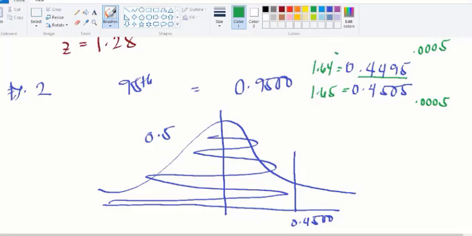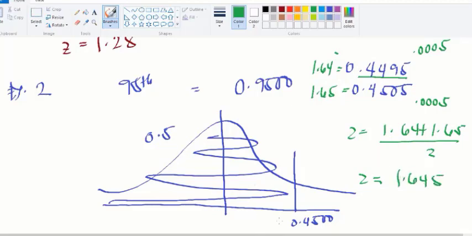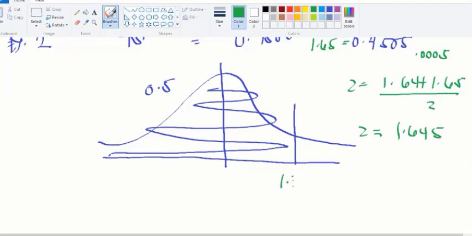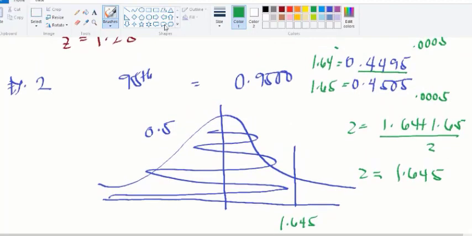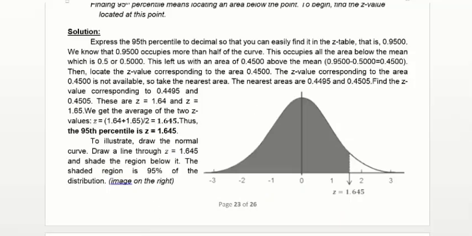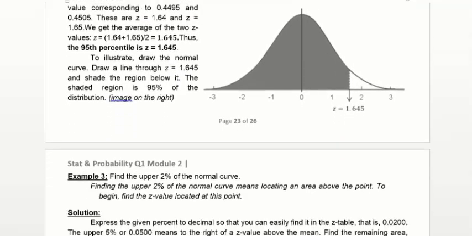So, these are already z-values, remember? So, z would be 1.64 plus 1.65 divided by 2. So, your z now would be 1.645. And if you're going to plot that here, 1.645. Okay, so that is the equivalent z-value of 95th percentile. Okay? So, yung example 3, I hope you would be able to understand that, no? 2% above ang kukunin. So, you try to understand example number 3 on your own.